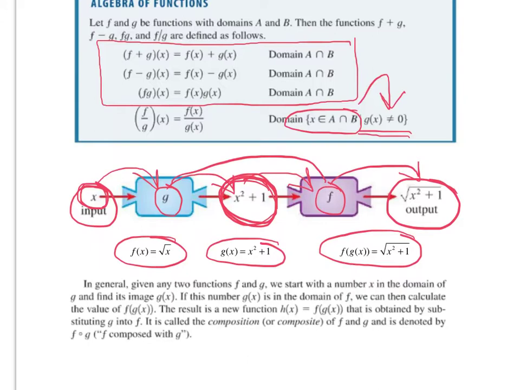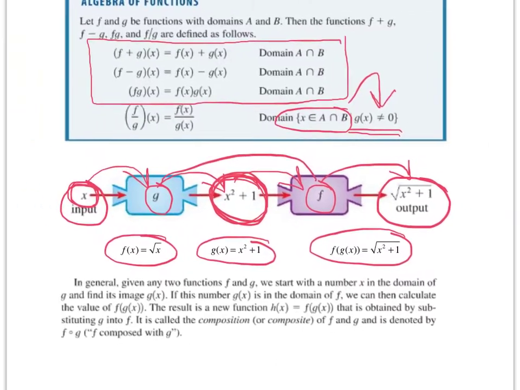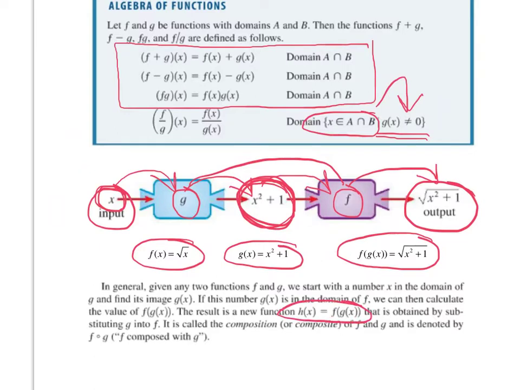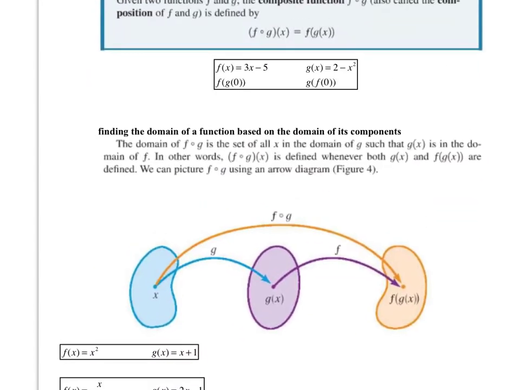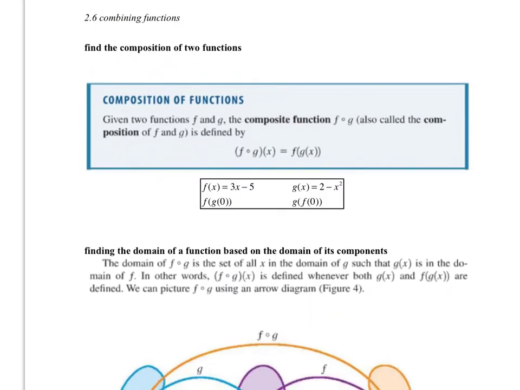If you have any two functions and start with a number x in the domain of the first function, say g, and find its image, g of x, and then take that number, g of x, which may or may not be in the domain of f, but if it is, we can then calculate the value f of g of x. This new function h, which is f of g of x, obtained by substituting g into f, is called the composition or composite of f and g, and the notation is with this little open circle. So we can do more fun things with functions, because now we have another operation that works with functions, called the composition of functions.